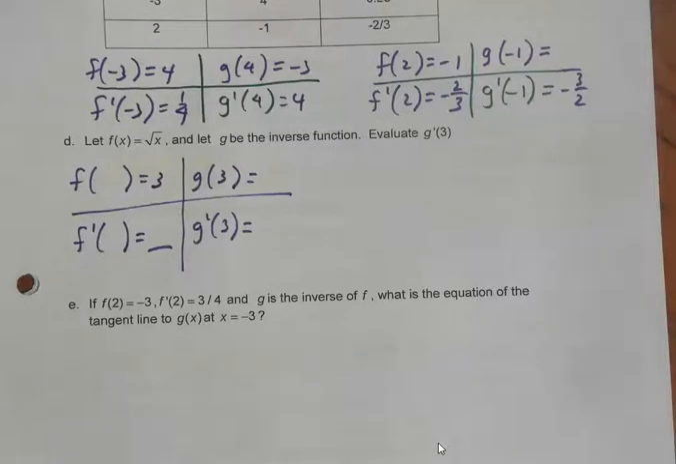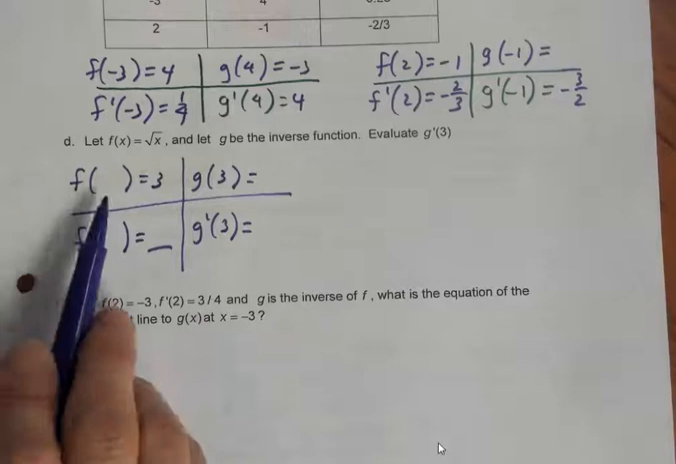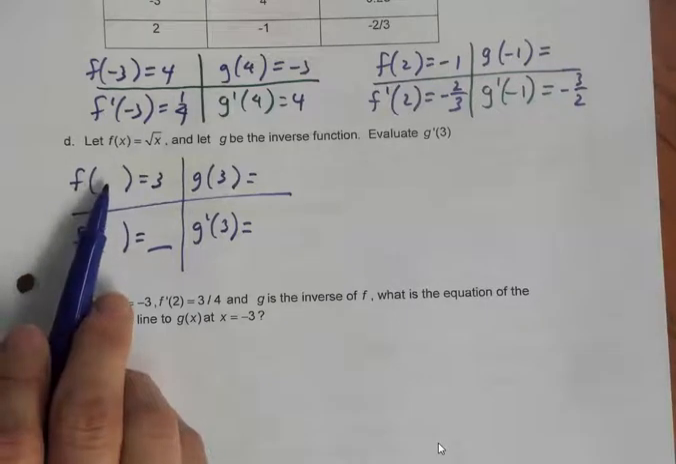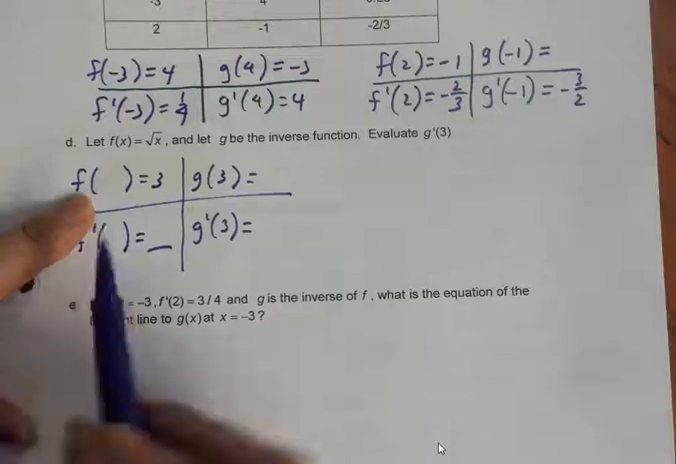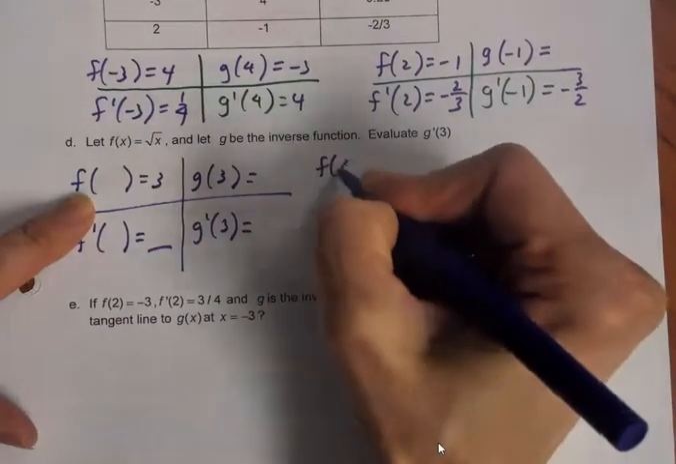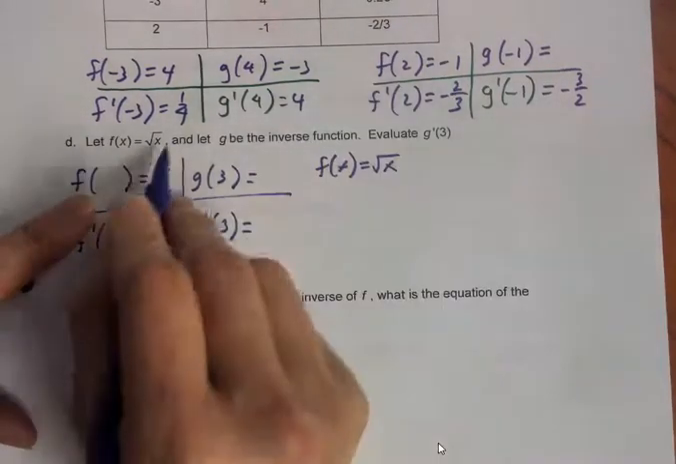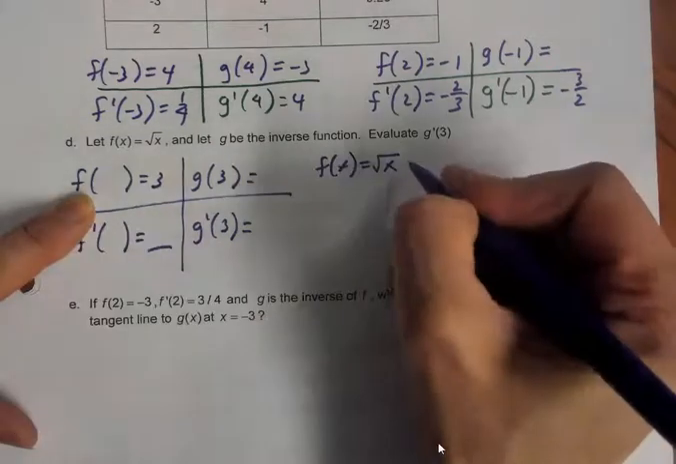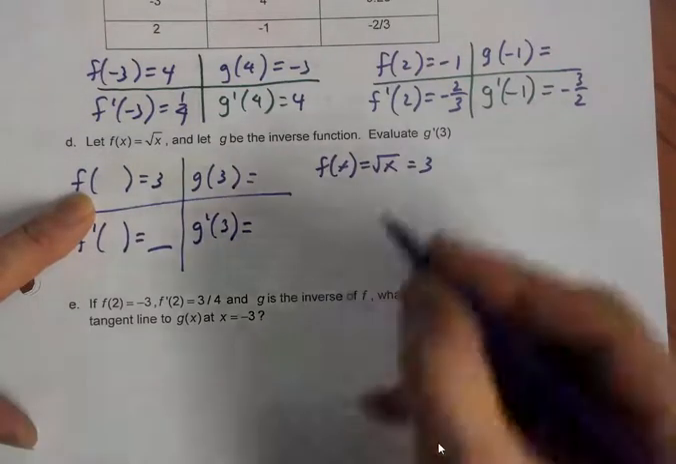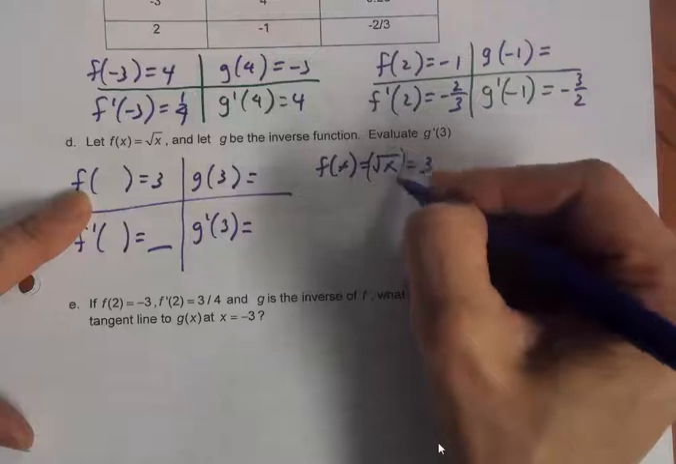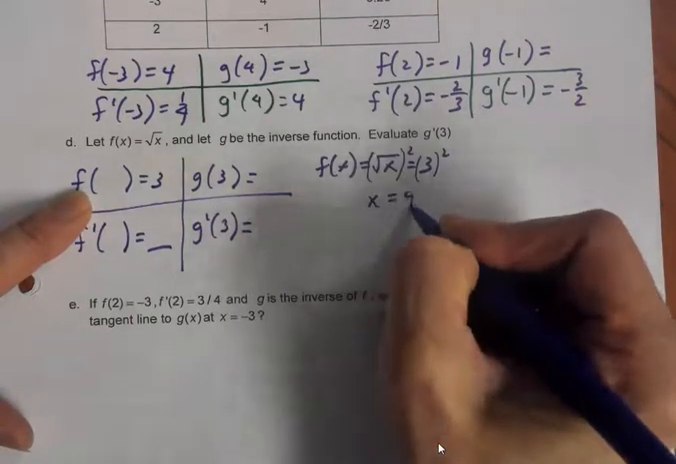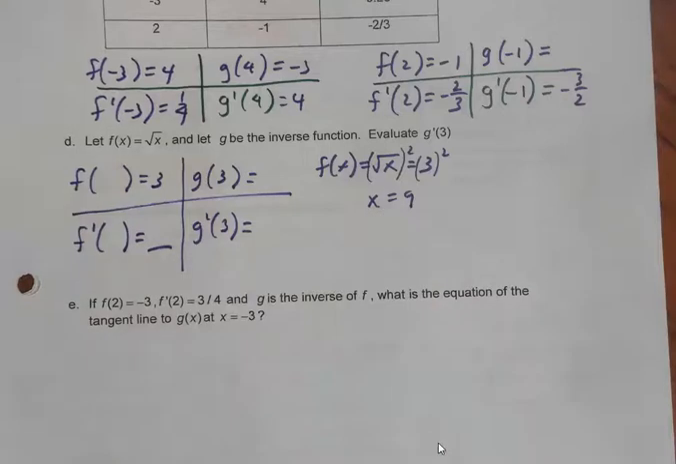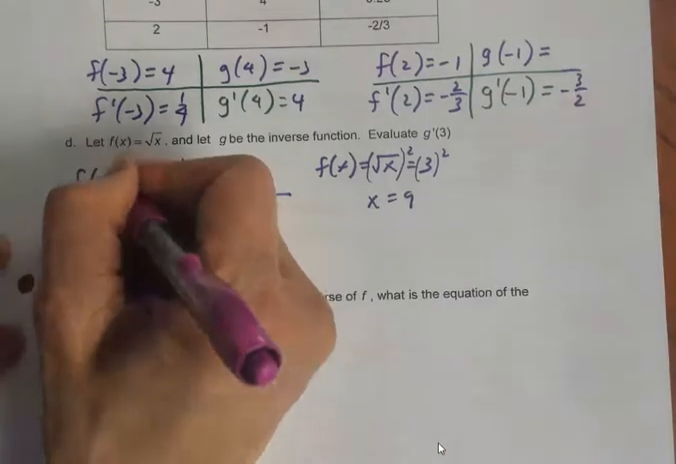Now in this one I don't have a chart. I don't have any other information except for this. So how am I going to get this number? Oh, you just know it's 9 just by looking at it? Yeah. So I take my f of x is equal to the square root of x. Since this is the y value, I set it equal to 3. Then I can square both sides. That gives me x is equal to 9. So the missing part is going to be 9 here.